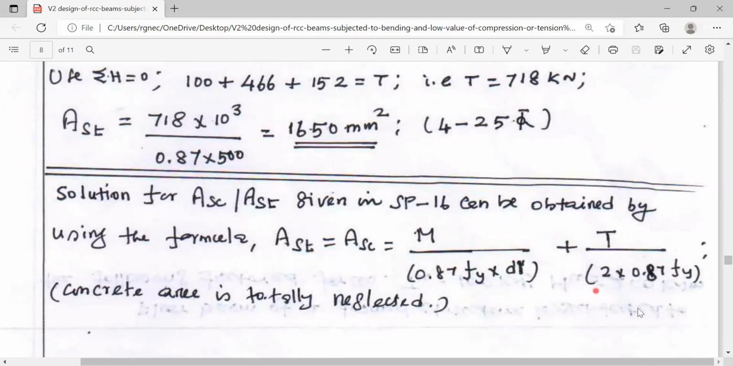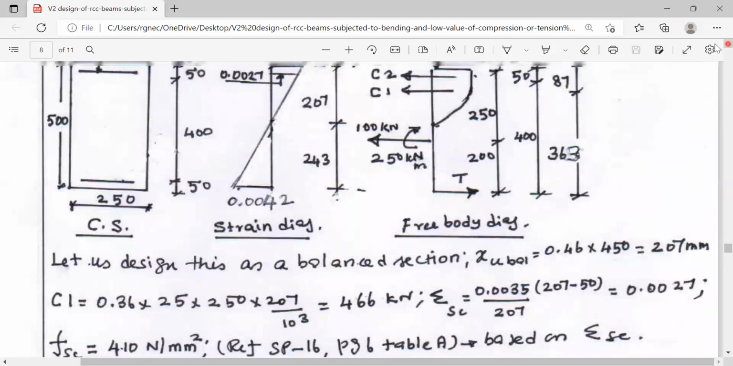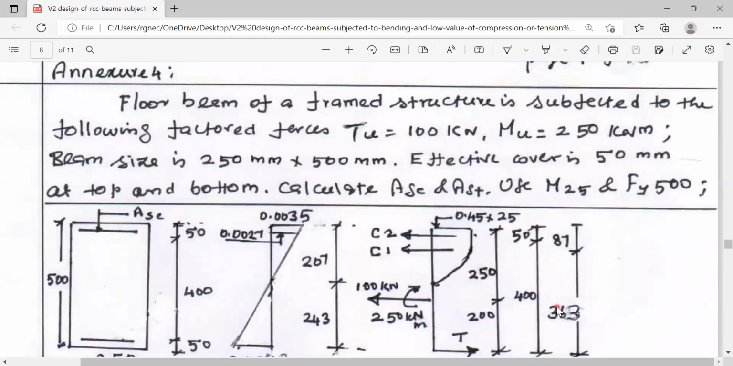If you use it even in the case of members subjected to high tension value, there is no point in using the SP16 chart. You can as well use this single line formula. The reinforcement value given for AST and ASC as per this formula is same as that obtained by SP16 chart. My suggestion to all of you is please put this system in practice in all the problems.